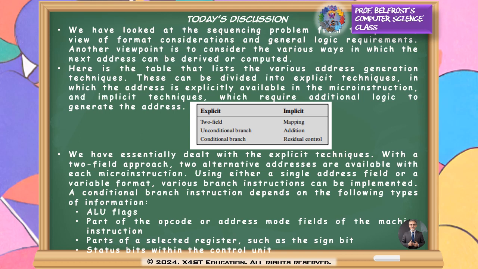We have essentially dealt with the explicit techniques: trivial, unconditional, and conditional branch. With a two-field approach, two alternative addresses are available with each microinstruction using a single address or a variable format, and a conditional branch instruction can also be implemented. A conditional branch instruction depends on the following types of information: ALU flags, part of the opcode or address mode field, part of the selected register, and status bits within the control unit.